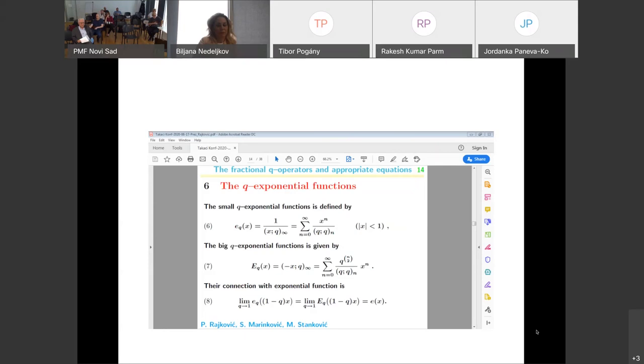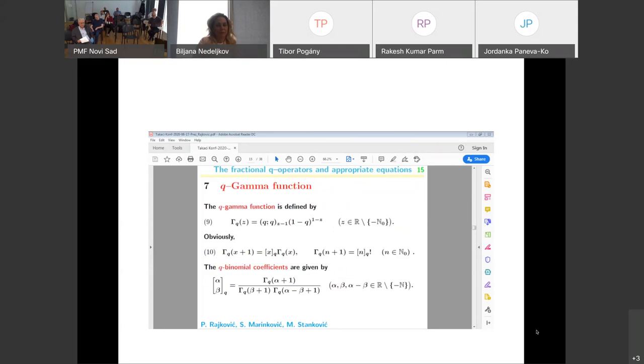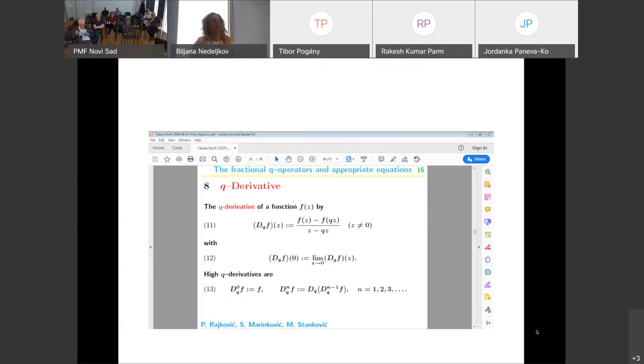And now we are able to define the q gamma function as an infinite product, q to the z minus 1, multiplied with 1 minus q to the power of 1 minus z. This function satisfies a functional equation, so we have the function at z plus 1 in terms of z. Also, if x is an integer number, then we can get the factorial function. After that, we can define the q derivative. Now we are ready to define this discrete version of the derivative.